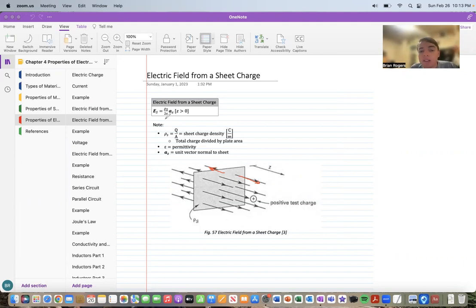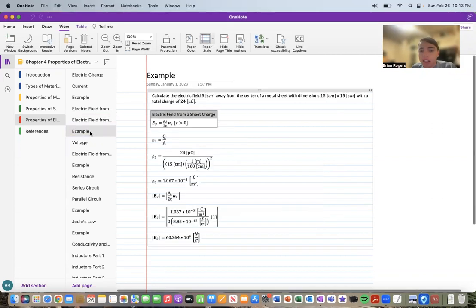And so we're going to see that our rho sub S refers to the sheet charge density. And so that's the total charge divided by the total area. And epsilon here represents our permittivity. Then we have A sub Z, which represents the unit vector normal to the sheet. So it's very similar to the electric field from a line charge. Now we're just working with a sheet. So we have area involved. And so let's look at an example.